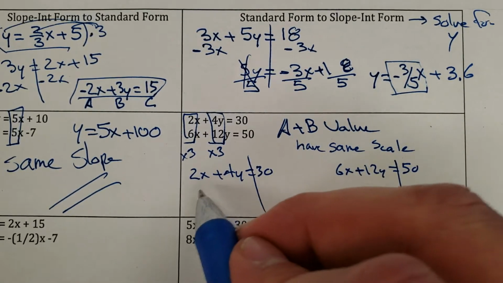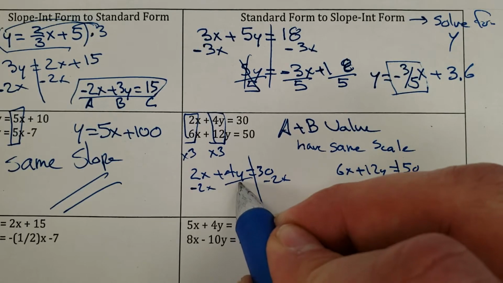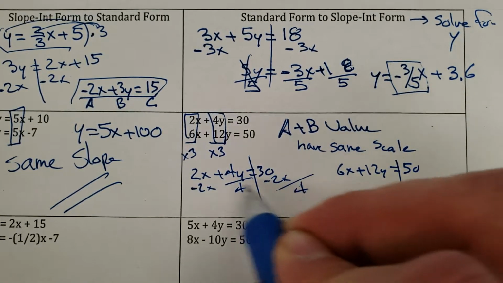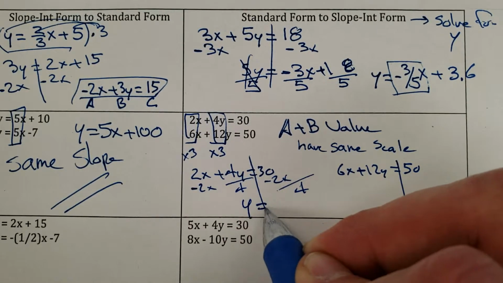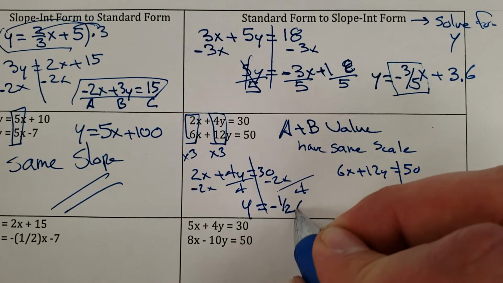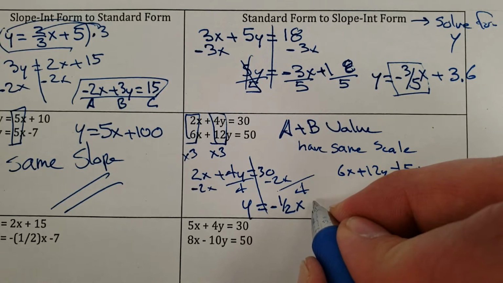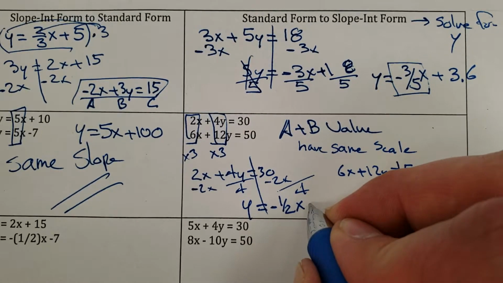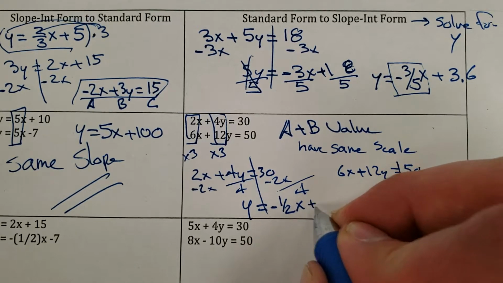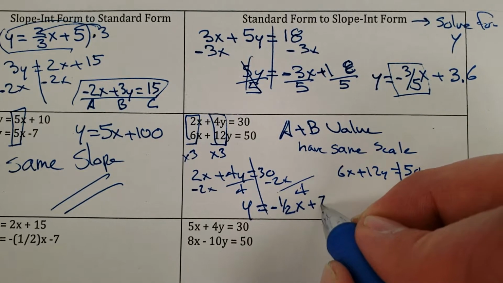Minus 2x, minus 2x. I'm going to skip a couple of steps here. Divide everything by 4. I'm going to have a y all by itself. Negative 2 divided by 4 is going to be a negative half x. 30 divided by 4, I believe, is a number known as 7.5.